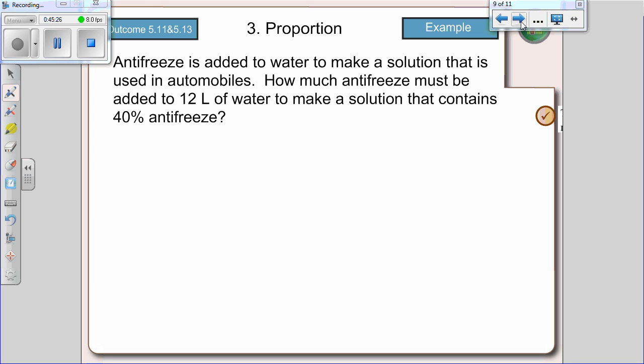So I have a bucket of water. I want it to be 40% antifreeze. I'm a smart guy. 40% of 12, so 0.4 times 12 gives me 3 liters. That's how much antifreeze I need, right? 40% of 12. That's not right. And this is why it's not right.